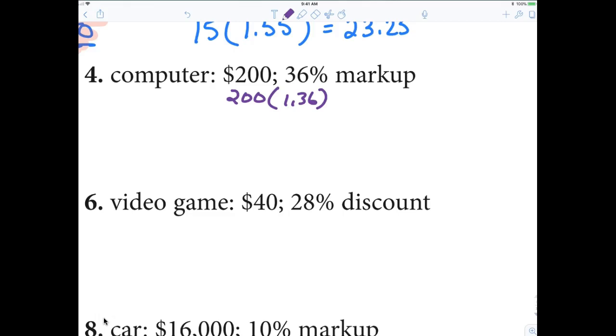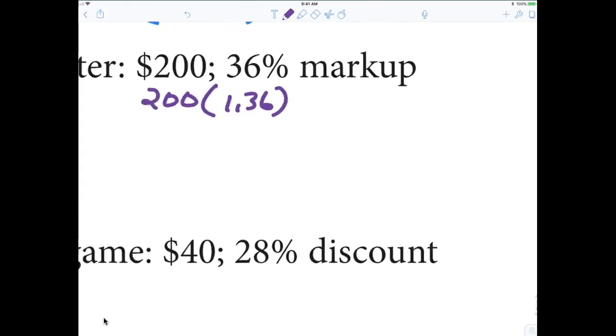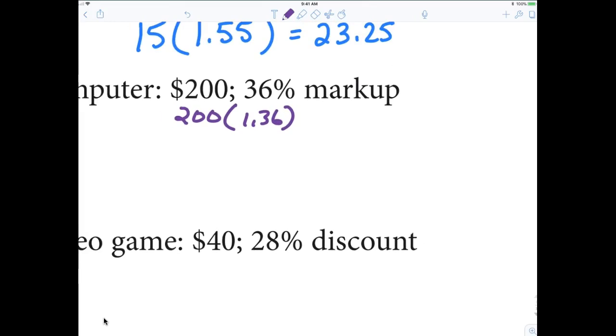Listen, everybody's going to go to the store and buy something. You might sell something one day. All right, you have to make a profit. That's what they're trying to tell you right now. That's how they're trying to show you this percentage and how important it is. So you would sell the computer for how much, Caroline? $272. That would be the selling price. Everybody with me on this?